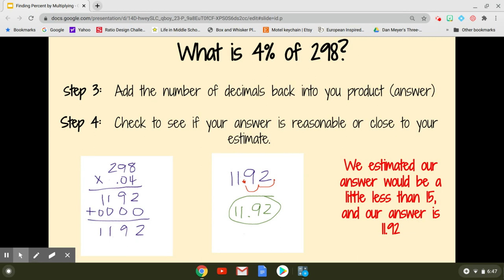Since I have 2 numbers to the right of the decimal, I will use 2 decimal places. I start at the right of the last digit, move it over 2 places to the left, and I get 11 and 92 hundredths. We estimated that our answer would be a little less than 15, and our answer is 11 and 92 hundredths, which is reasonable. It's pretty close to our estimate.